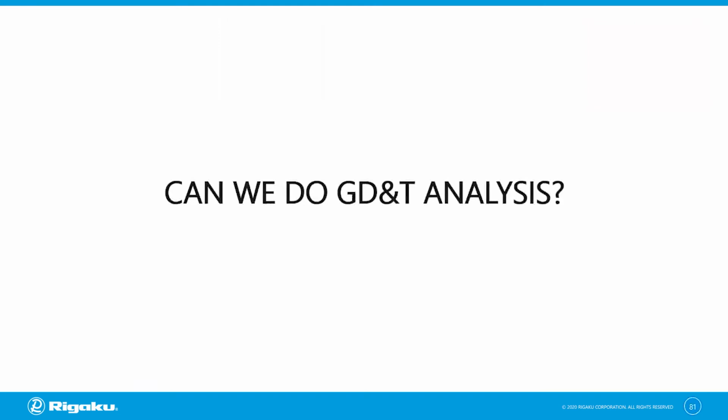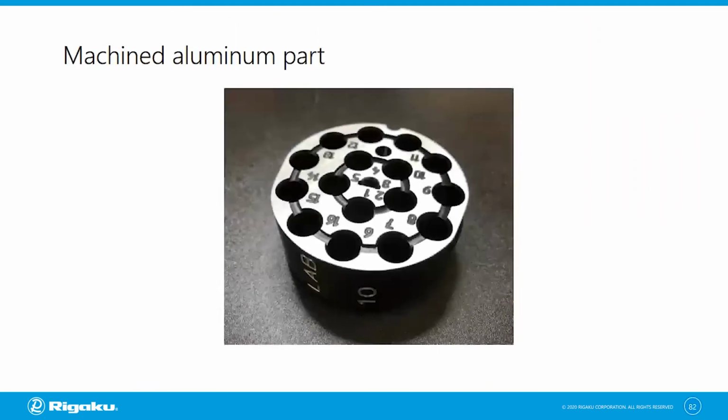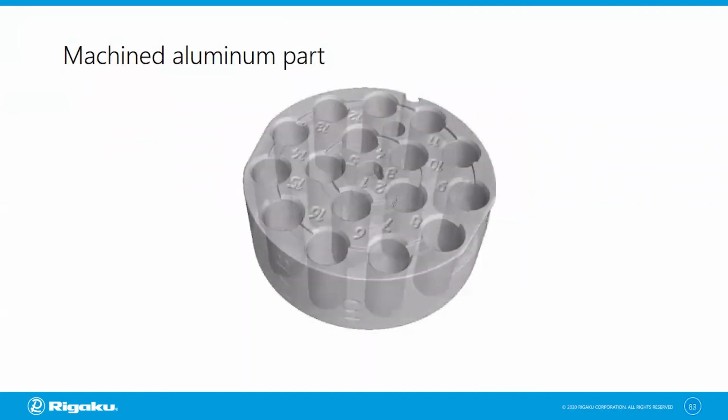Now, can we do GD&T analysis? Yes. So let's go back to this aluminum piece and let's try GD&T analysis on this piece. So again, the first thing to do is to do a CT scan and define the surface. Once you define the surface, you can do a normal measurement, measuring the diameter, for example. But when you do this, you don't know where the XYZ coordinates are.